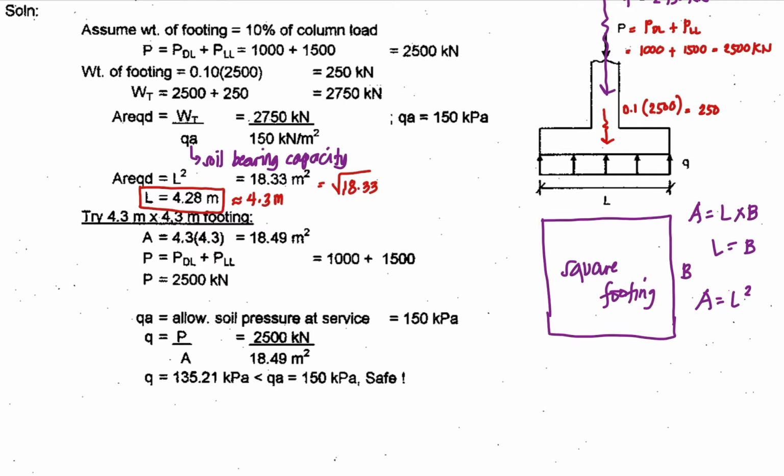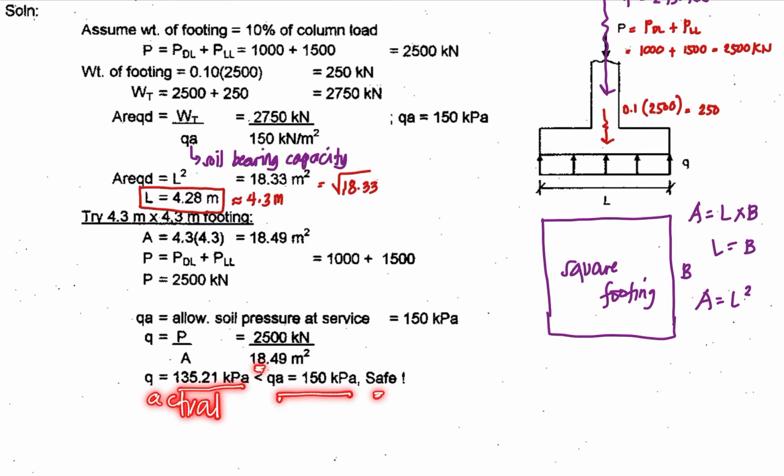You have the formula Q, or the actual soil pressure, is equal to P divided by the area, where your P is 25, divided by the area, which is 18.49. So your Q now is 135.21, and that is less than 150. Therefore, safe.